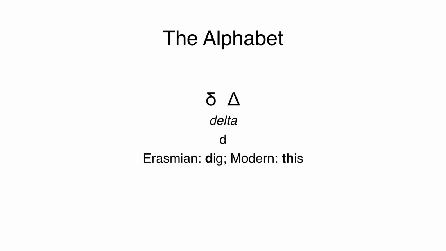Our next letter is delta. If we imagine the line of your page there, start at the top and curve down as so. The uppercase delta is a triangle. Now, in the Erasmian pronunciation, this is a hard D sound, D as in dig. But in the modern pronunciation, this has become more of a soft sound like the th in this. And so we will pronounce it either as delta or as delta.